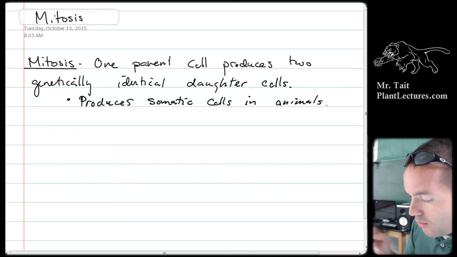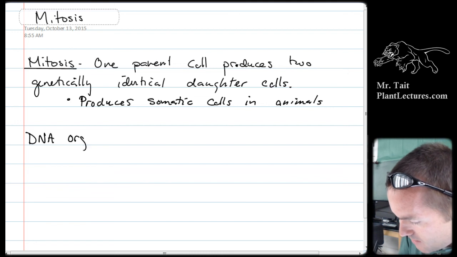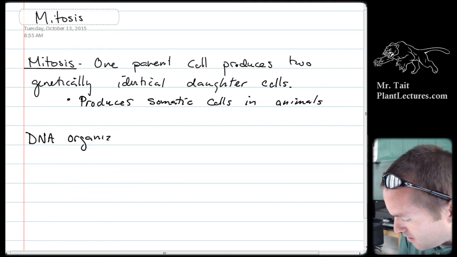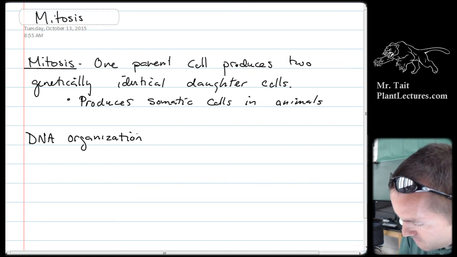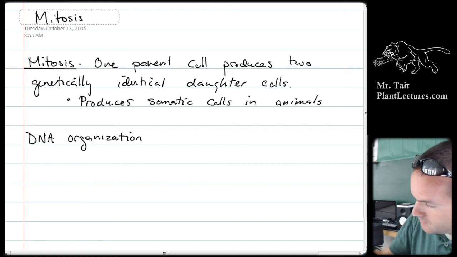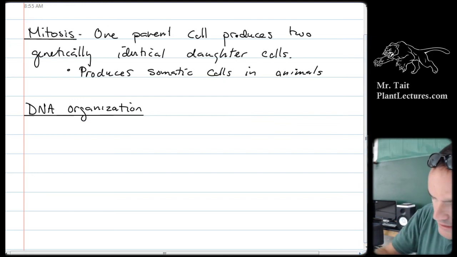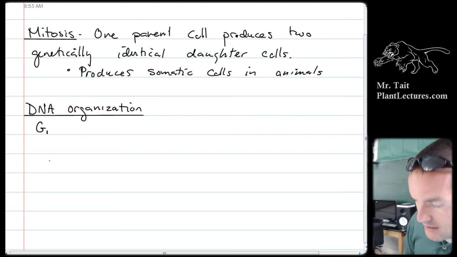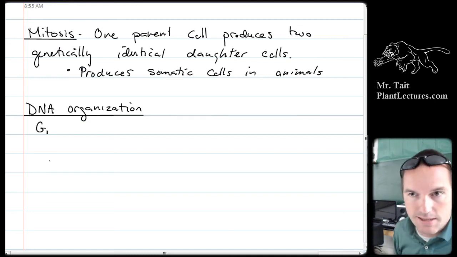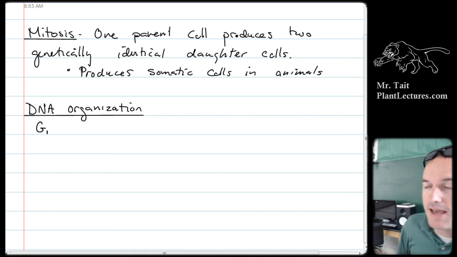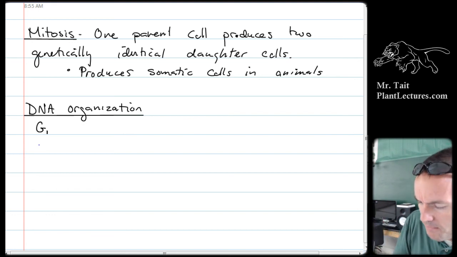Okay, so I want to talk really quickly about DNA organization. We talked briefly about it yesterday, but I wanted to touch on it again. So, when a cell is in G1 phase, it is going to have one copy of its DNA. That's one DNA double helix, right? And that DNA is going to be pretty much spread out.